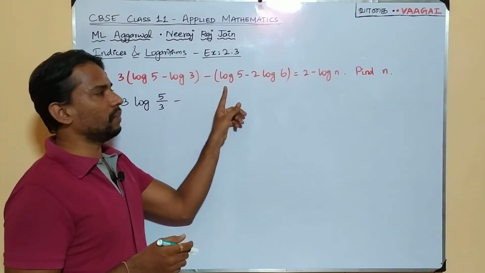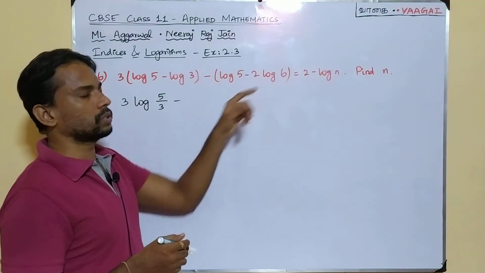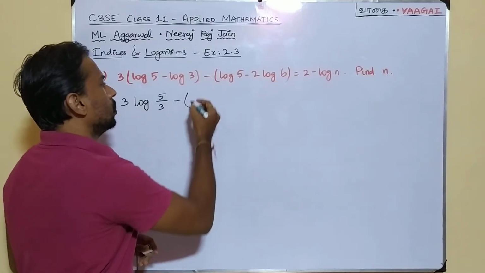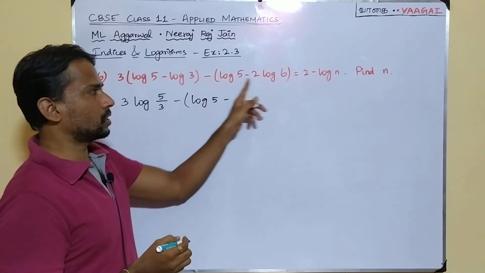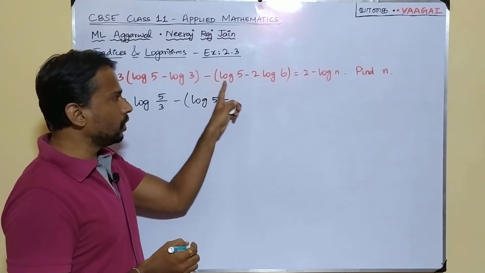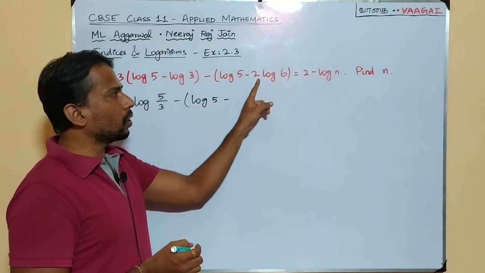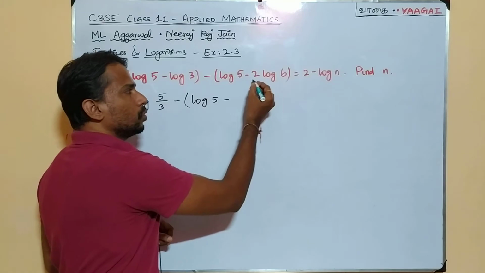Now coming here, here we have another bracket. So here we have log 5 minus 2 log 6. This is what we have, is it or not? I'm not going to directly use any log here. I'm just writing this log 5 as it is, minus. Now here we have 2 log 6. Now what happens to this 2 log 6?